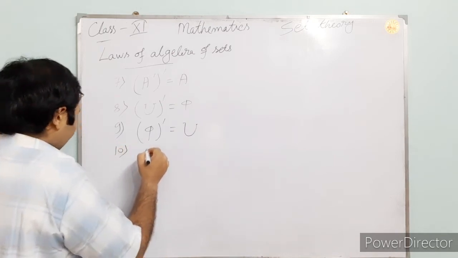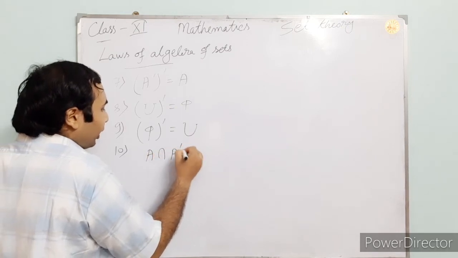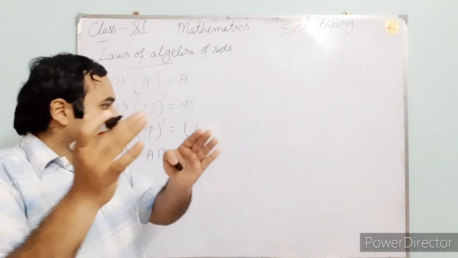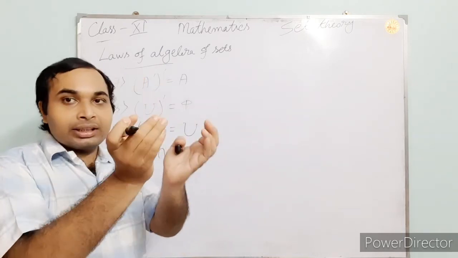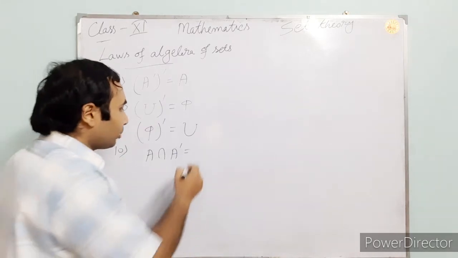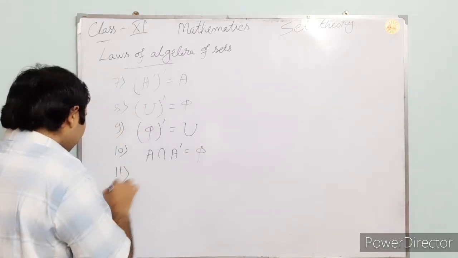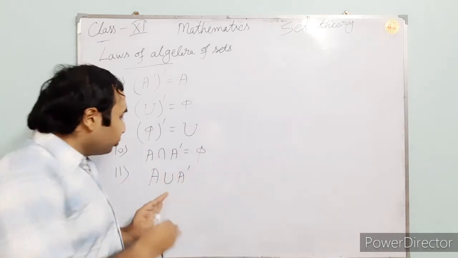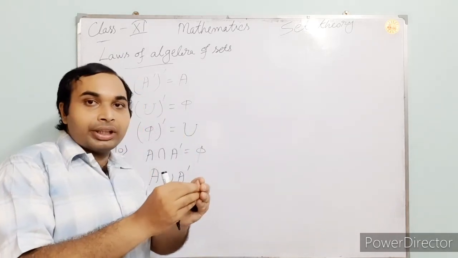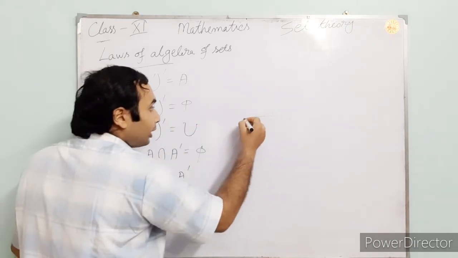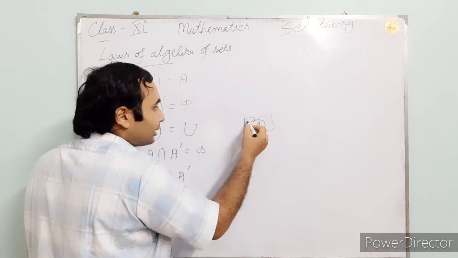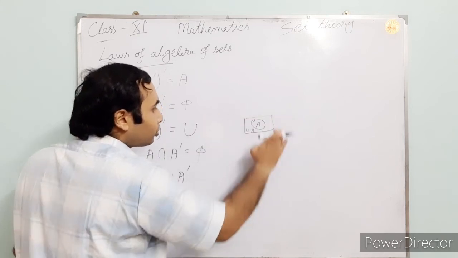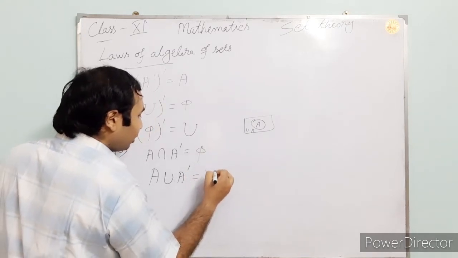Number 10, A intersection A complement. A is there, and the common part of A and the universal set minus A. What is it coming? Nothing, so it is phi, the null set. Number 11, the similar thing, A union A complement. A is there, and the union with the portion of the universal set apart from A. This is the set A and this is the universal set minus A, this part. So this union this one, we are getting the total universal set. So here it will be the universal set.